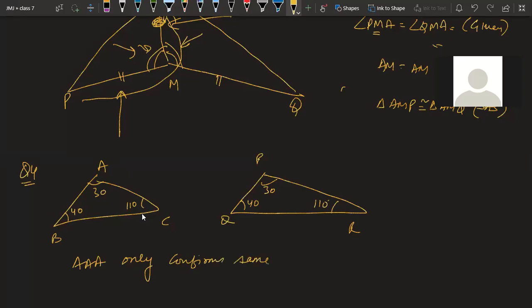AAA only confirms same shape, but not same size. It never confirms same size. Therefore, we can say triangles can be said similar, but they are not confirmed. We are not confirmed that they are congruent.